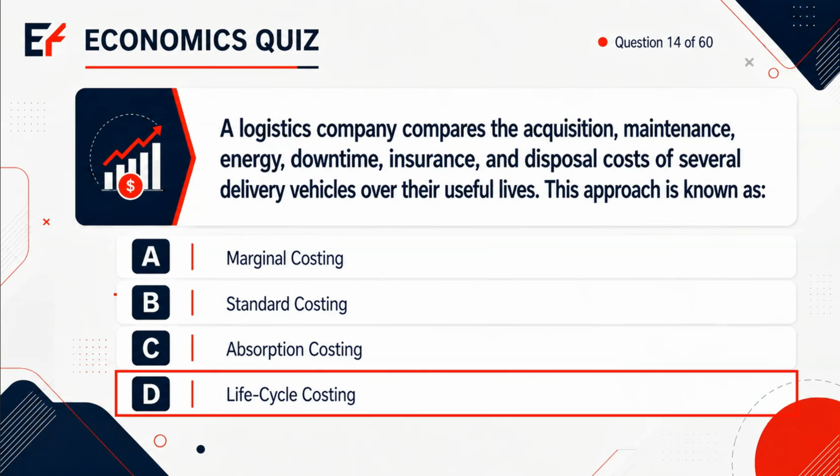Option A is incorrect because marginal costing focuses on the additional cost of one more unit or activity change. Option B is incorrect because standard costing uses predetermined costs for planning and control. Option C is incorrect because absorption costing assigns production costs to units produced.